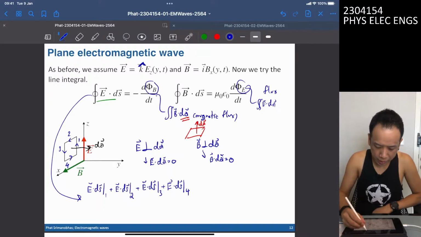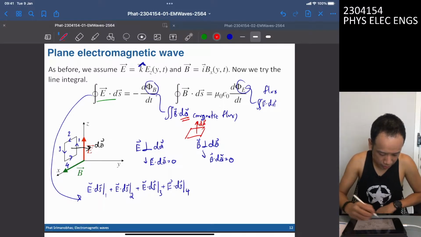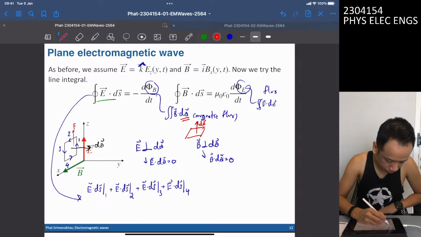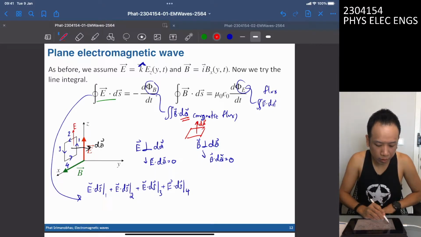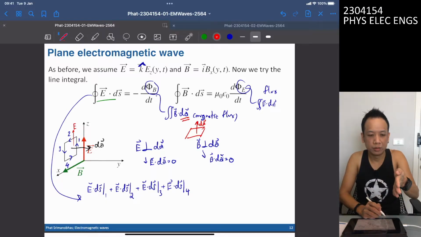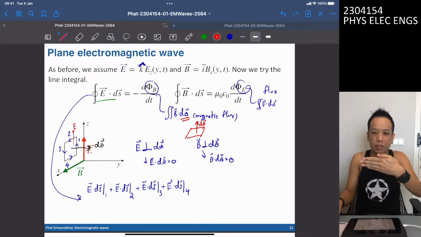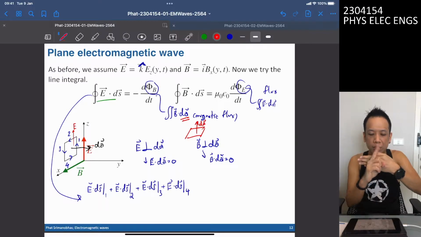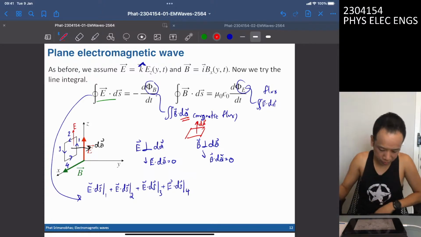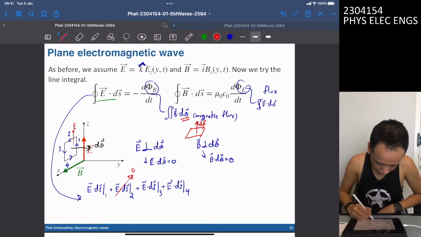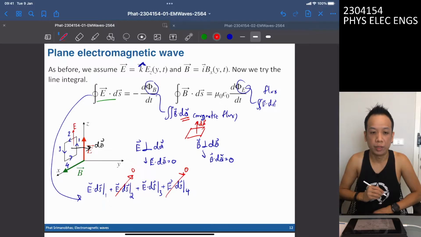And then you can see that since E is in this direction, it's perpendicular to the ds of the surface 2 and the surface 4, right? So you have the plane, this is a plane, okay? And then you have the E like this. So in this surface and in this surface is perpendicular to each other, okay? So this thing becomes 0, right?